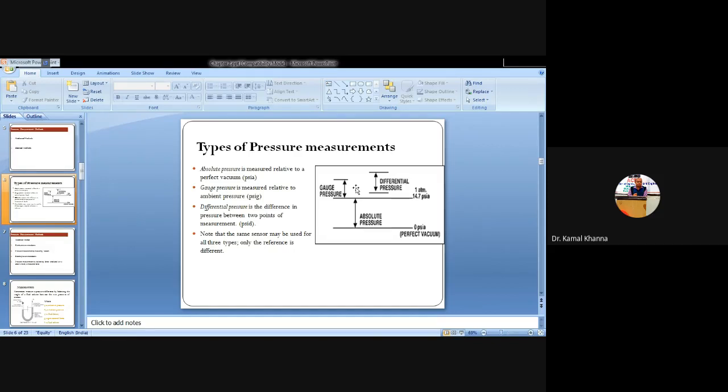Next is the absolute pressure. It is being measured with respect to the vacuum pressure, and it is also defined as a pressure which is measured above the absolute zero. When you are considering a perfect vacuum, and the pressure is being measured from exactly zero, it is termed the absolute pressure. All values of absolute pressure are always positive.